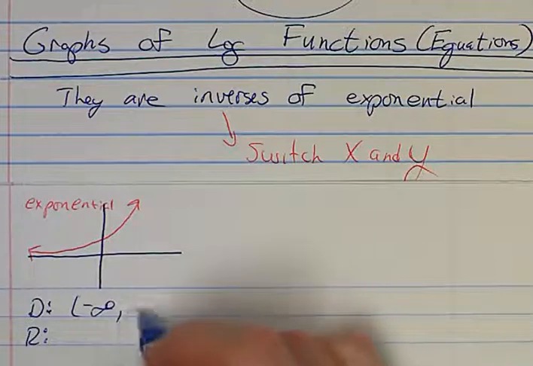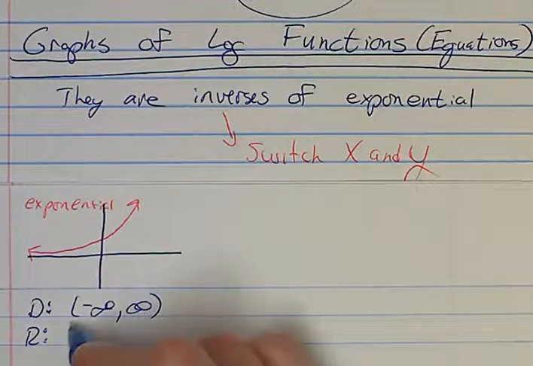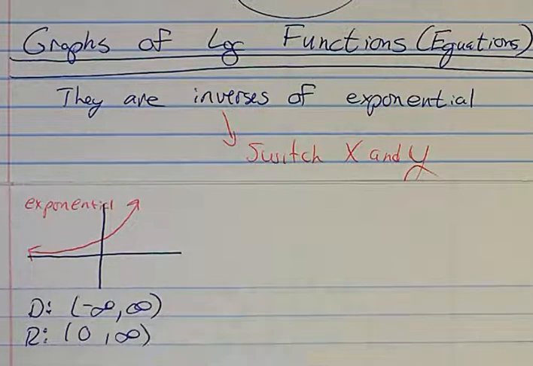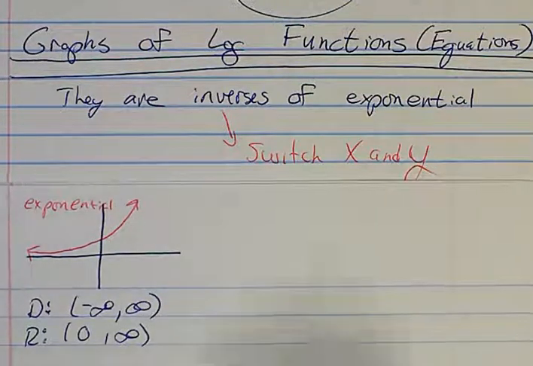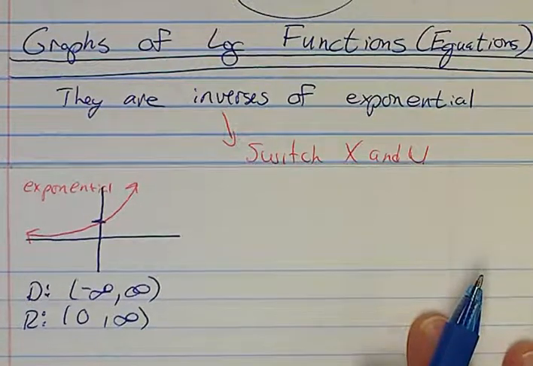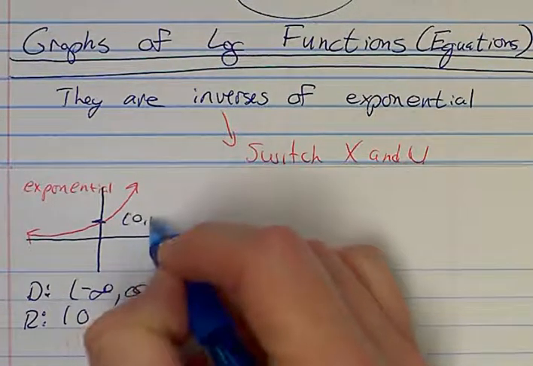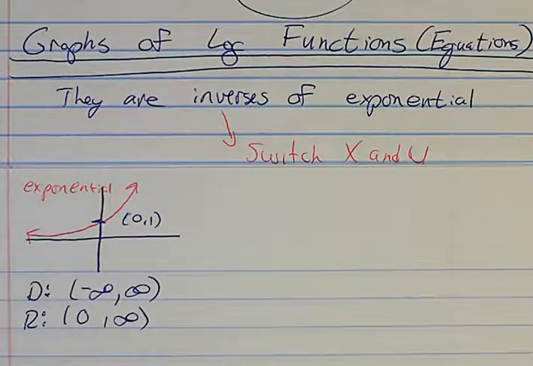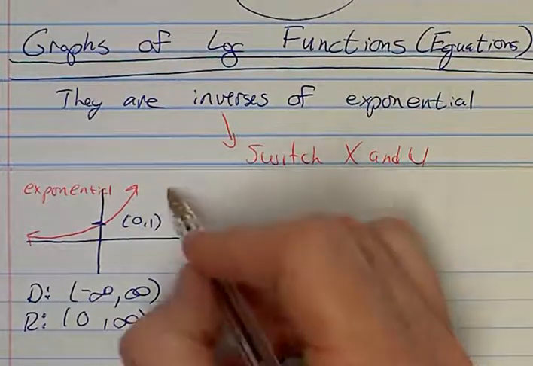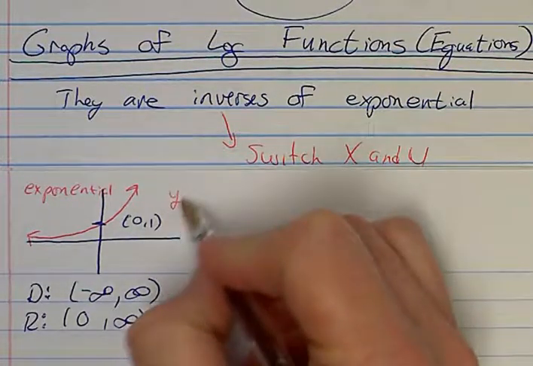For the domain, we said that was negative infinity to infinity. The range was from 0 to infinity. You told me earlier that the one point we always have with exponentials was (0, 1). That was our key point, no matter what, when we plugged in 0 for x every time. Now again, for this one, we're going to use y equals 2 to the x power.